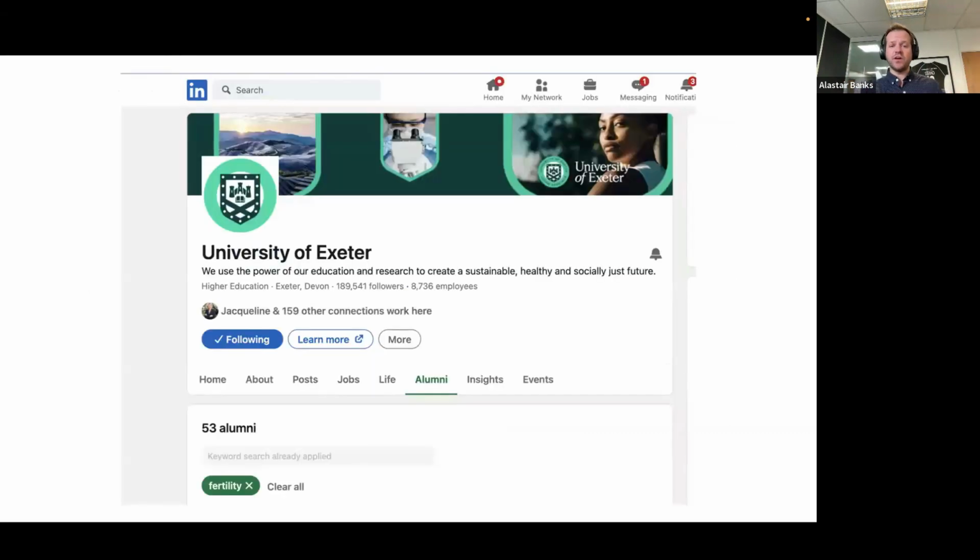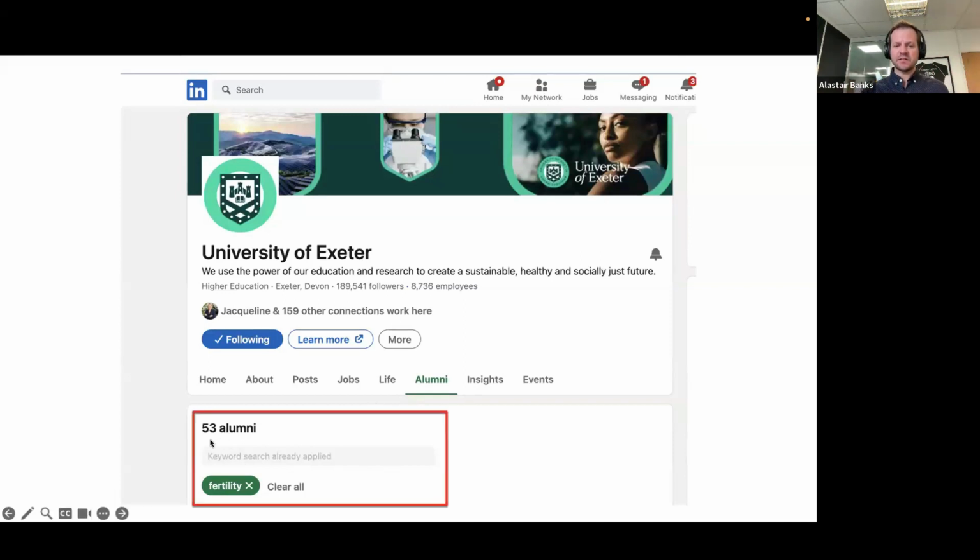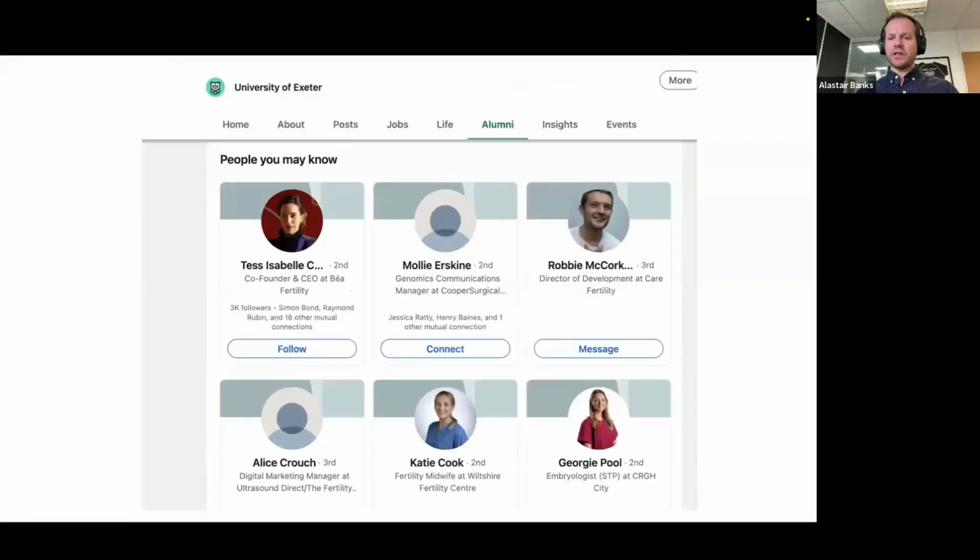You can also do it with a university, by the way. If you go to the university page, there's a section called alumni here. And what LinkedIn lets you do is search the alumni, which is amazing. So I've actually searched X University, which is 189,000 people, for the word fertility. And you can see it's now got 53. And if I were to scroll down, there you go, Tess again, because she went to that university, and all the other people that I could reach out to who have been to the same university as me.